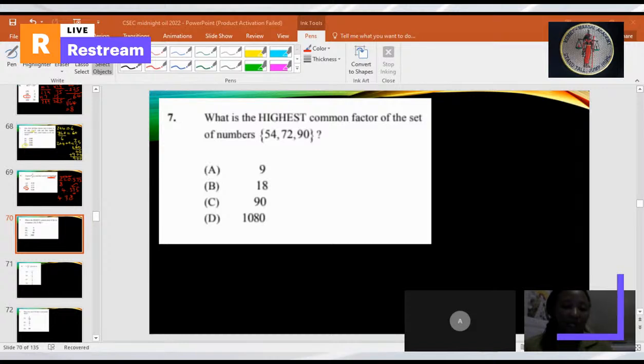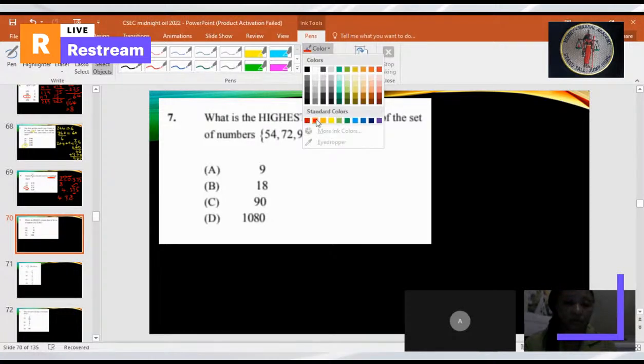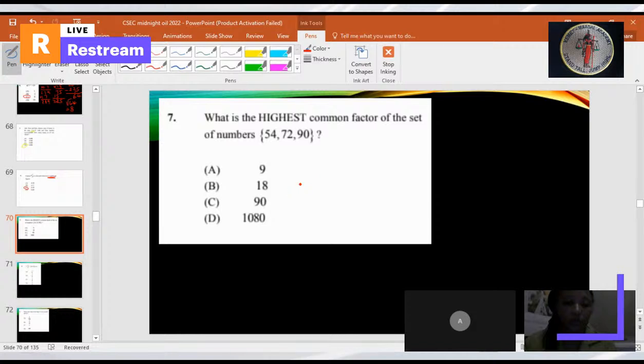What's the highest number that can go into 54, 72, and 90 from the options given? So we know we can eliminate these. Times two, right? Yes, miss. Right.